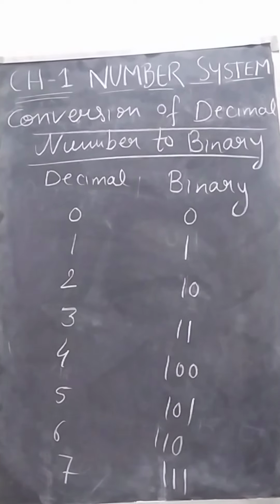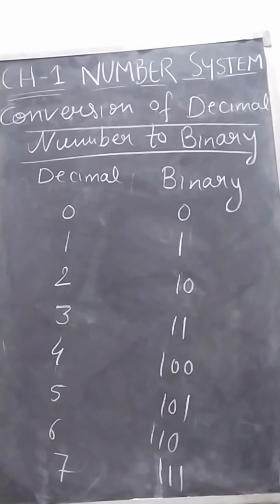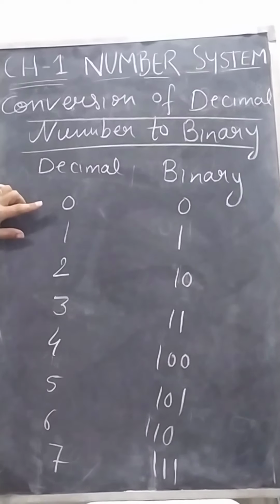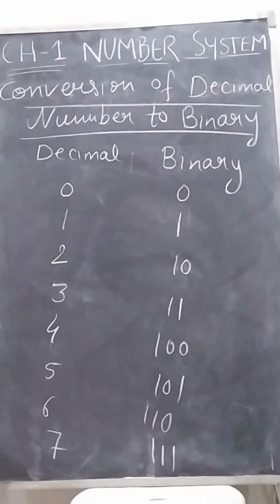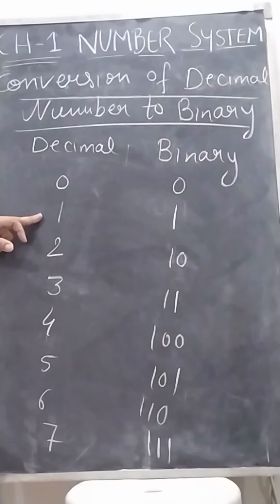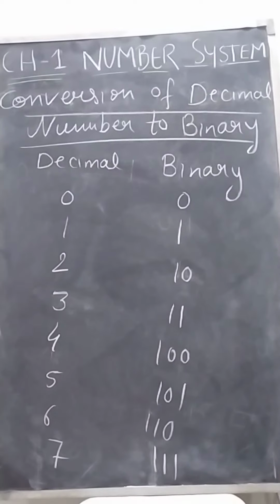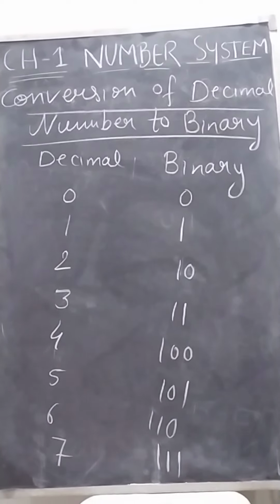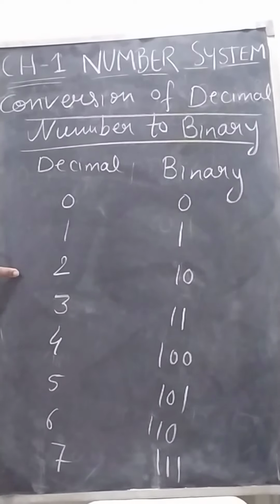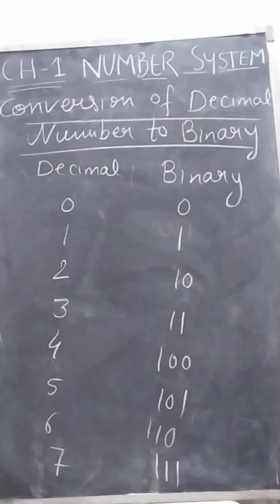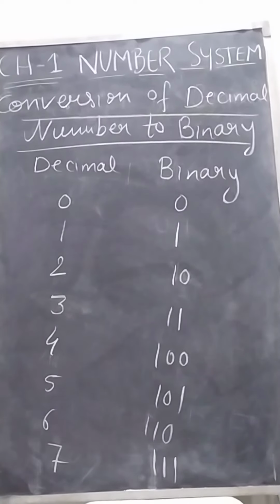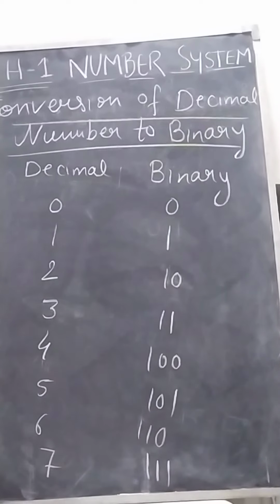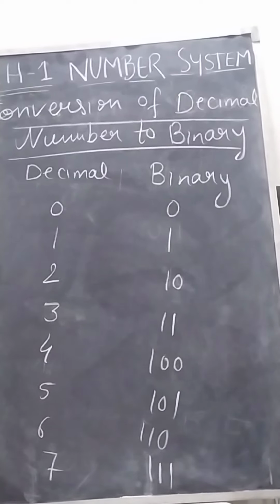Now we'll do the next topic, that is conversion of decimal number to binary number system. We should know that decimal number 0 is similar in binary, that is 0. But decimal 1 is also similar in binary, 1, because binary number consists of 2 digits, 0 and 1, and the rest of the numbers become in the form of 0 and 1 only. So 2 becomes 10, 3 becomes 11, 4 becomes 100, 5 becomes 101, 6 becomes 110, 7 becomes 111 and so on.